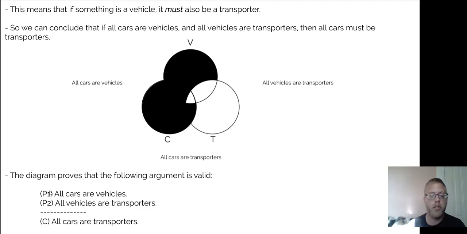So we've shown that this argument right here is valid just by representing the premises, because once we represented the premises, the conclusion showed up all on its own. Again, all cars, this little white area, that's where you're at if you're a car. You're going to have to be a vehicle and you're going to have to be a transporter. Okay, hope that makes sense.